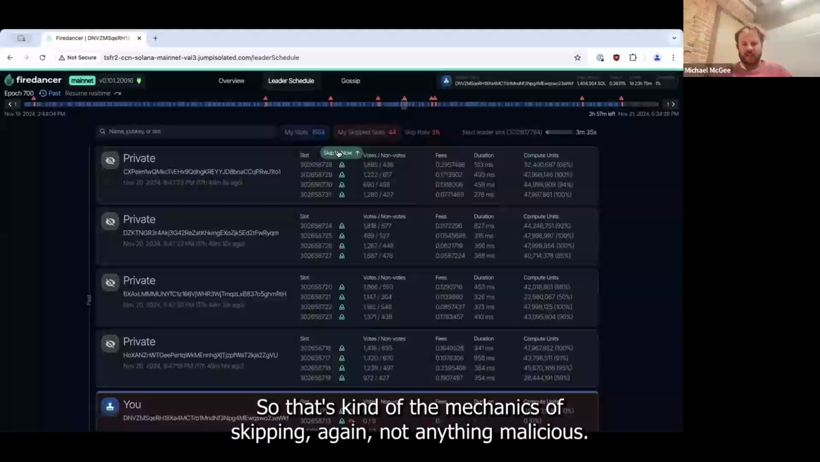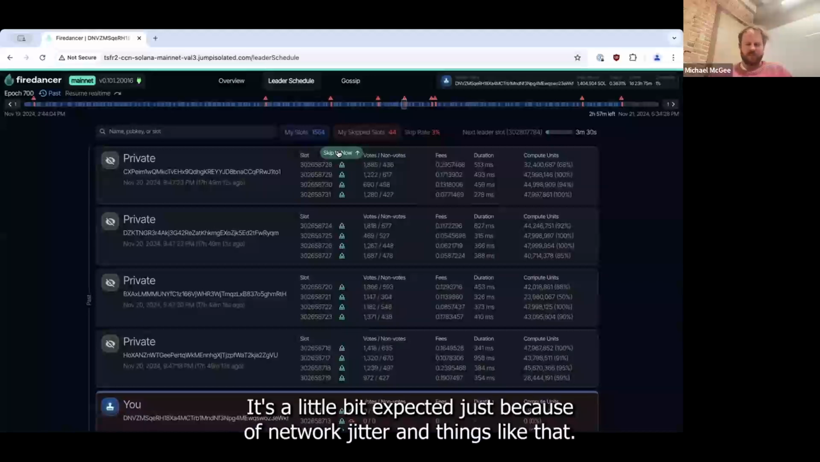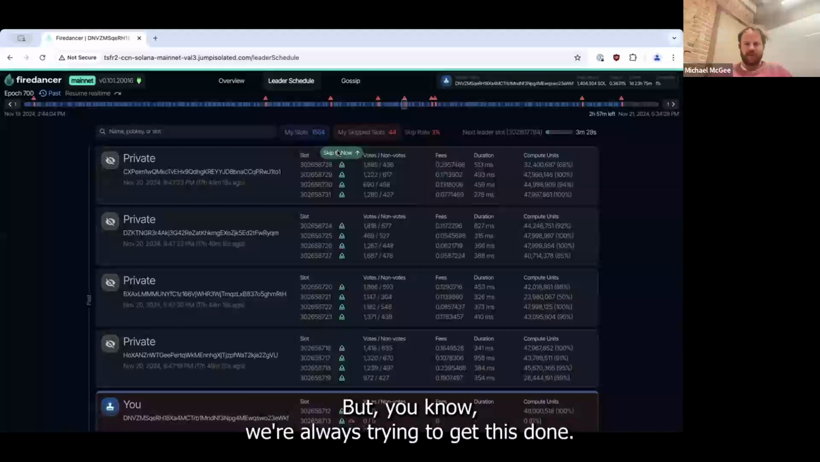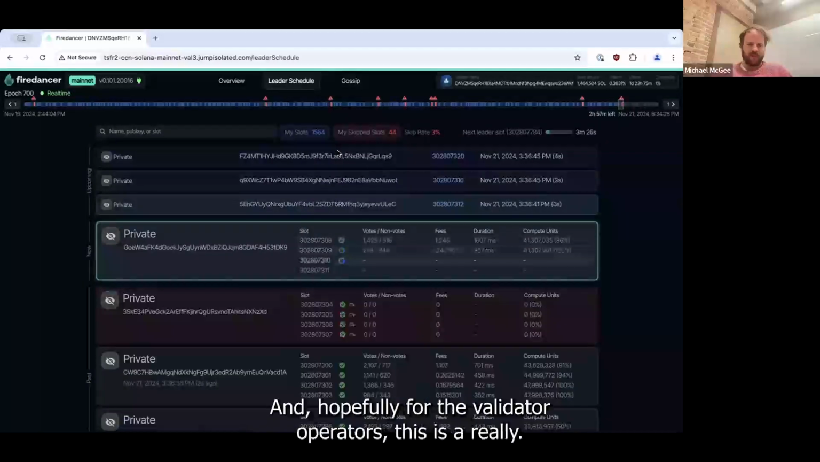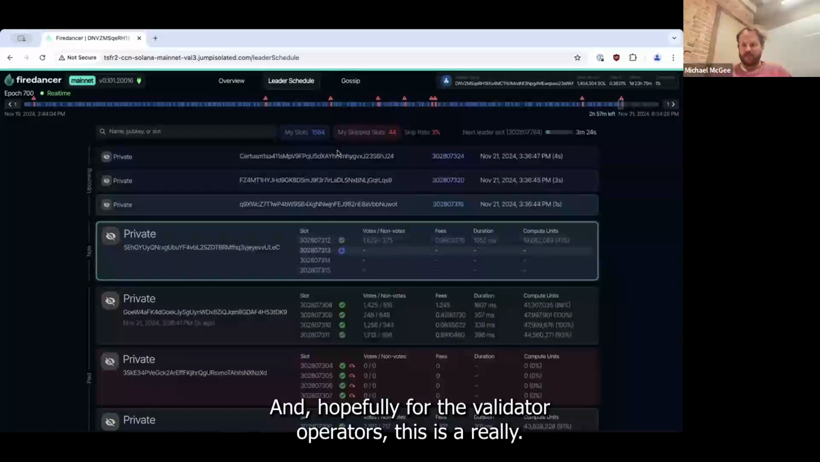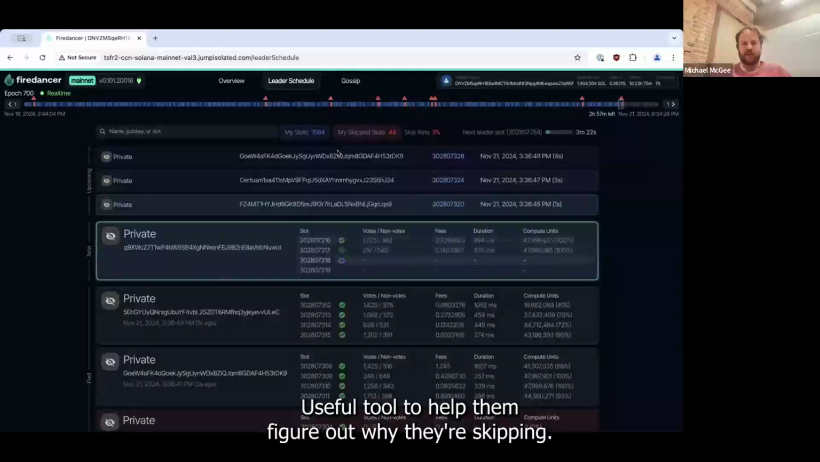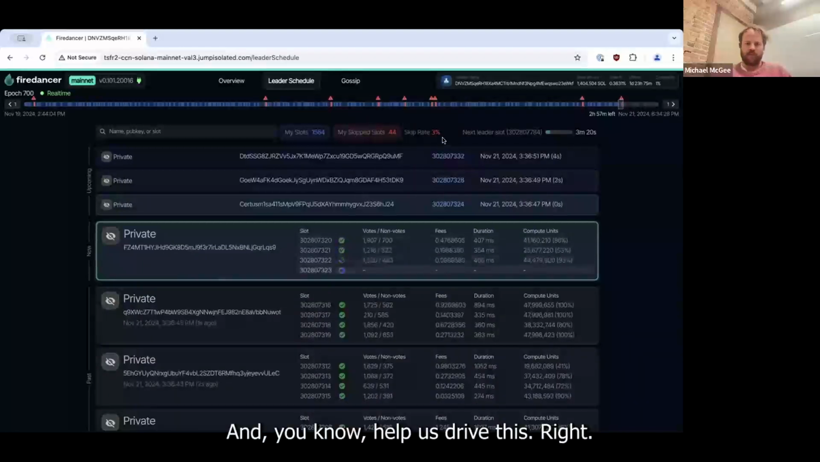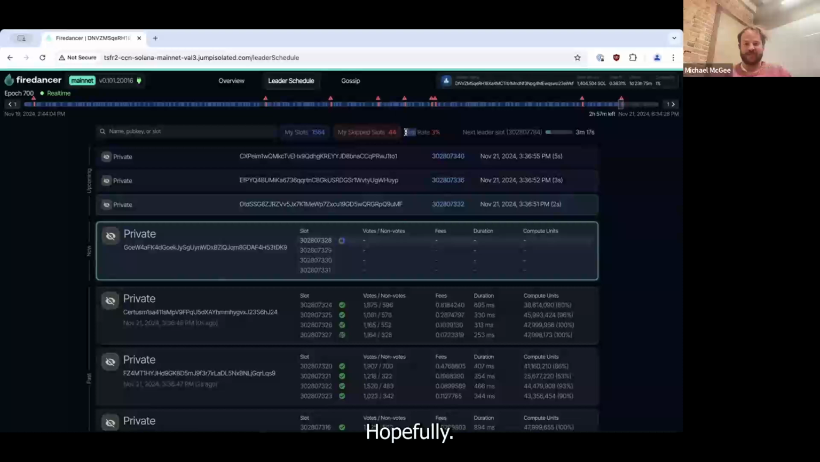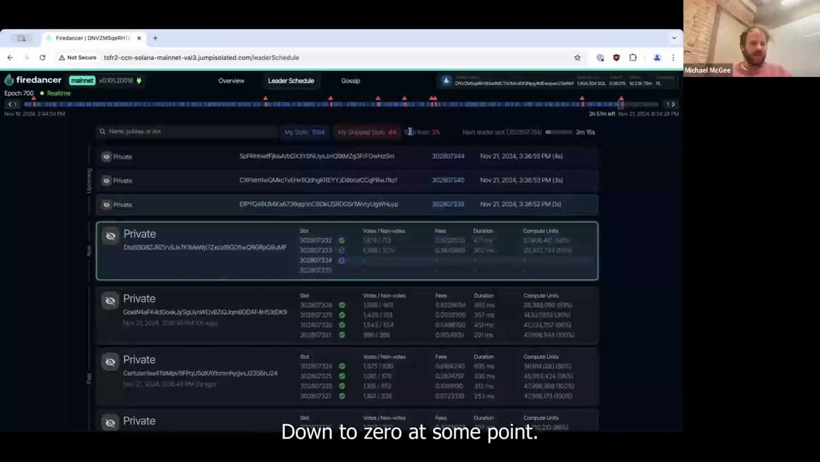So that's kind of the mechanics of skipping. Again, not anything malicious. It's a little bit expected just because of network jitter and things like that. But we're always trying to get this down. And hopefully for the validator operators, this is a really useful tool to help them figure out why they're skipping and help us drive this rate, hopefully down to 0 at some point.